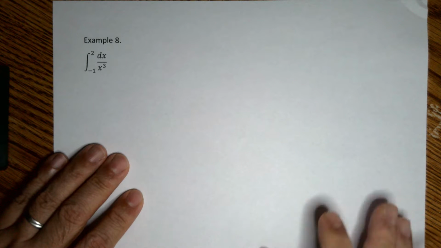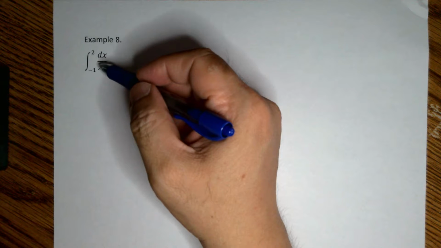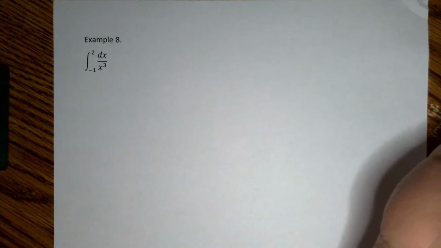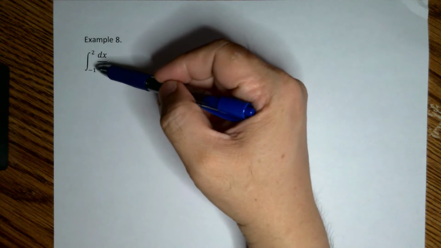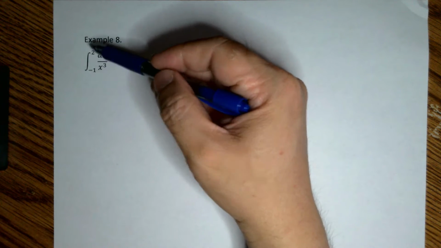Alright, this is improper integrals, example 8. This doesn't have infinity, either top or bottom, and doesn't have an undefined point, either top or bottom. So, what's improper about this one? What's undefined in the middle, or in between the two limits? It's still undefined at 0, and 0 occurs between -1 and 2.